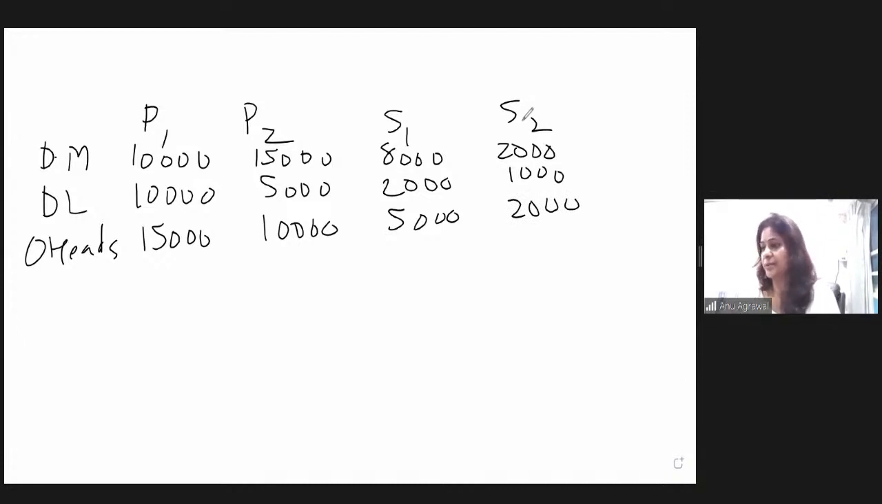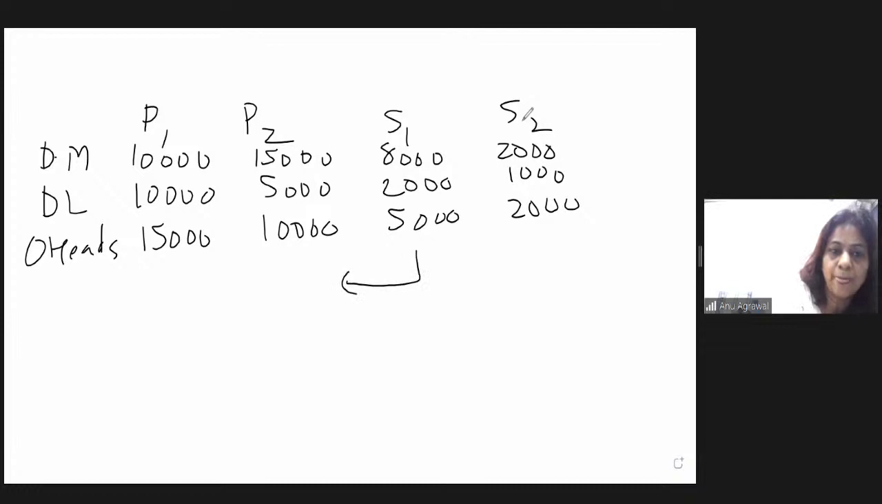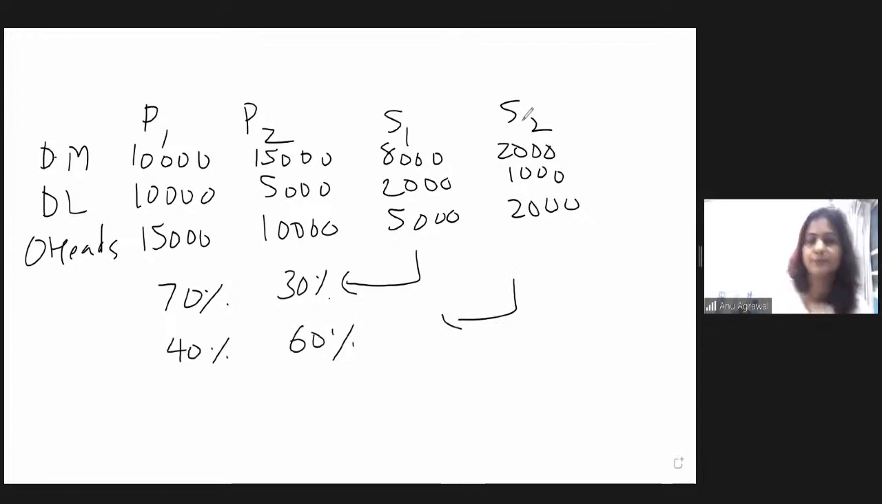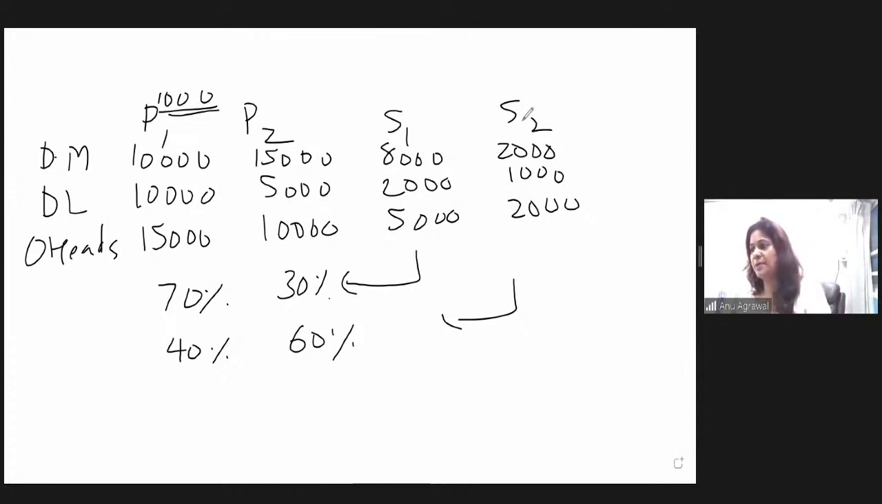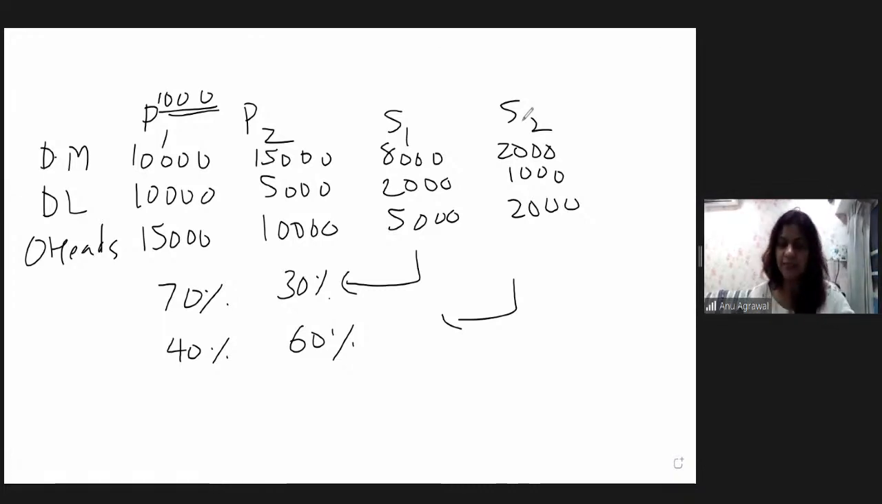Then I give you the information that S1 renders services in the ratio 70 and 30% here. And S2 renders services 40 is to 60% between P1 and P2. We produce 1,000 units in both P1 and P2 departments, 1,000 in P1 and 1,000 in P2. Can you tell me the per unit cost? I give you 30 seconds for doing it. Till the time you give me the answer, I solve it for all of you.